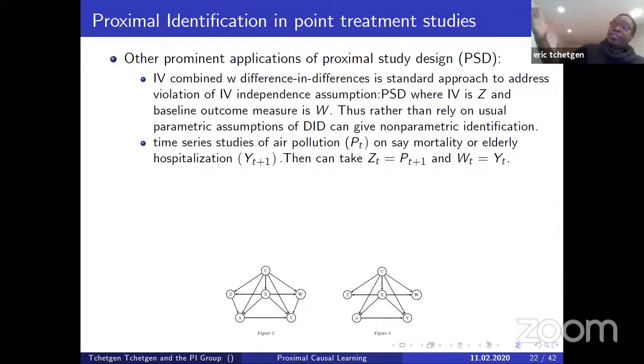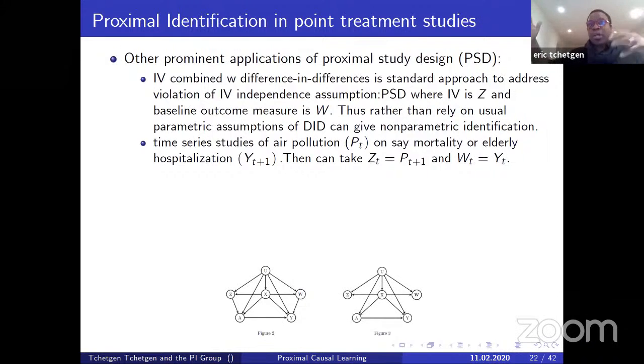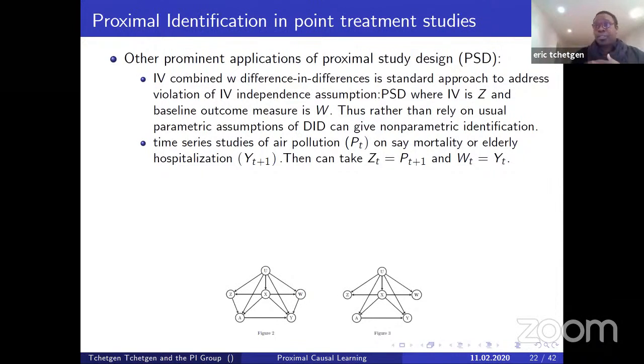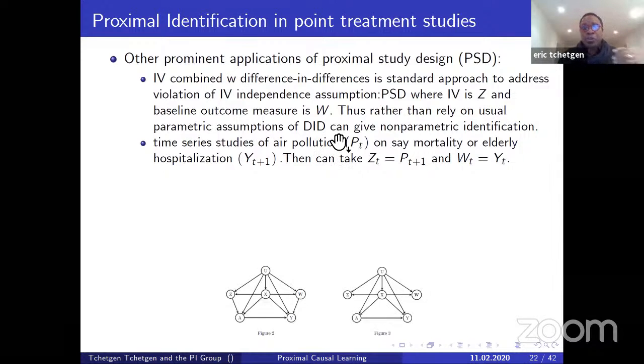Time series studies, so this is an example I really like because it's quite compelling. People are interested in the effect of air pollution on mortality or elderly hospitalization. The usual setup is they have time series of air pollution, weekly or daily, and likewise for mortality or hospitalization in the elderly, and they correlate the two. And so they're concerned about confounding. What the setup is going to tell you is that you don't have to measure any additional covariates. You can take air pollution at time t on Y at t plus 1, that's the effect I'm interested in.